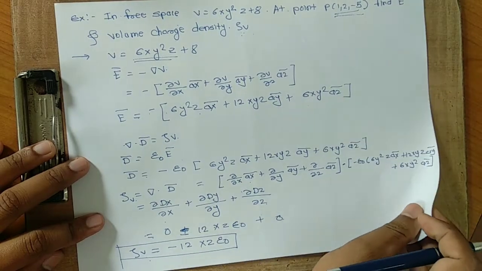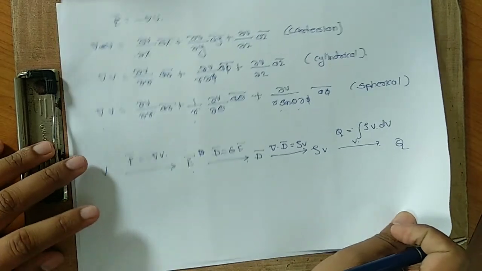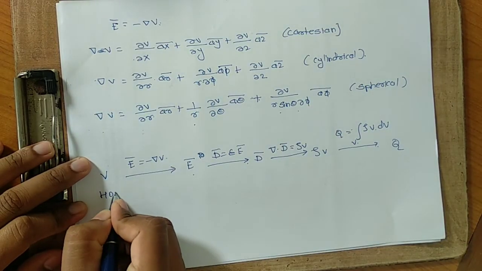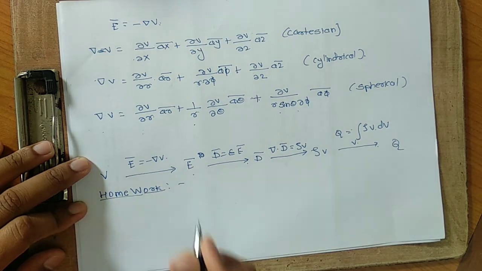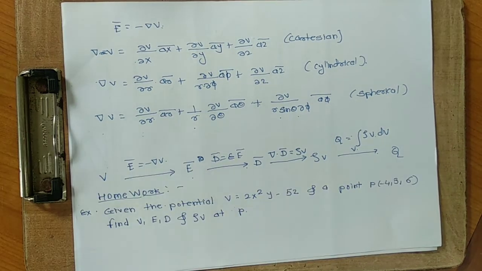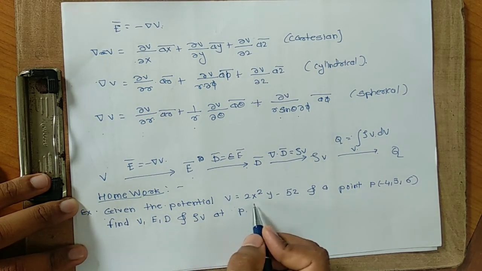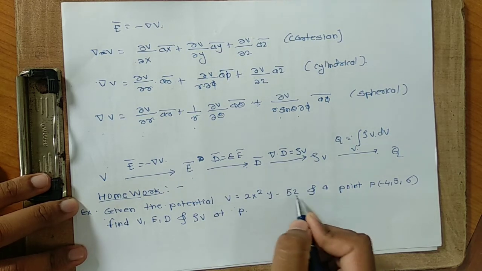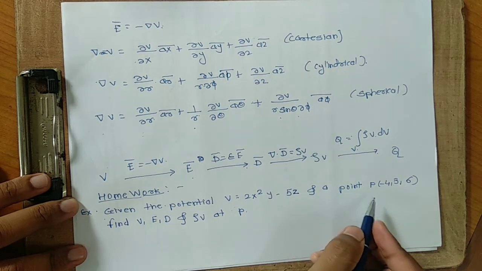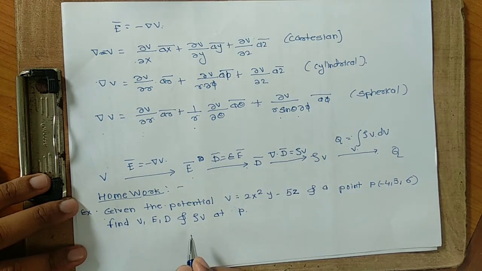So I will give you one homework. See, the homework is: given the potential V is equal to 2x square y minus 5z and a point P equal to minus 4, 3, 6. Find V, E, D and rho v at point P. So you have to solve this problem for homework.